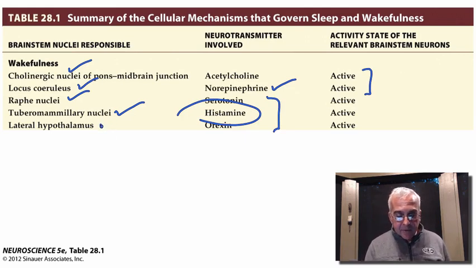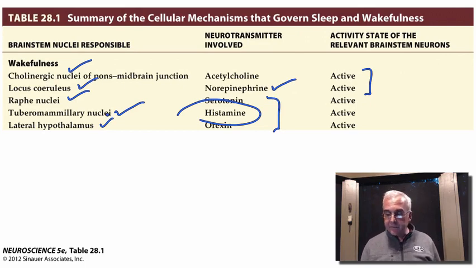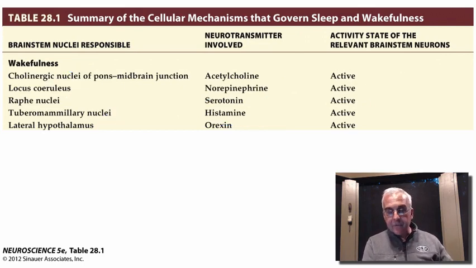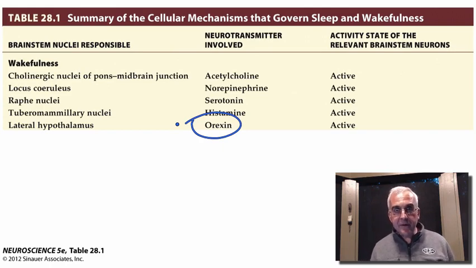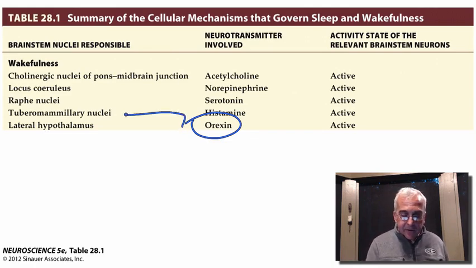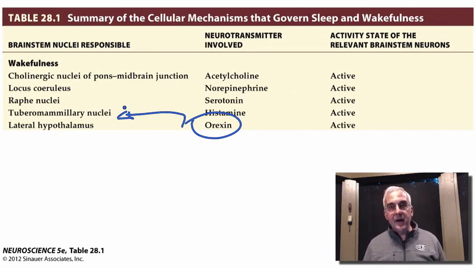The lateral hypothalamus is home to collections of cells that produce a variety of peptide neurotransmitters. One of them is this peptide called orexin, sometimes called hypocretin. And orexin, when active, promotes wakefulness mainly by stimulating these tuberomammillary cells that then release histamine. But orexin has other roles to play in other circuits that project out of this lateral hypothalamus. So these are systems that promote wakefulness.